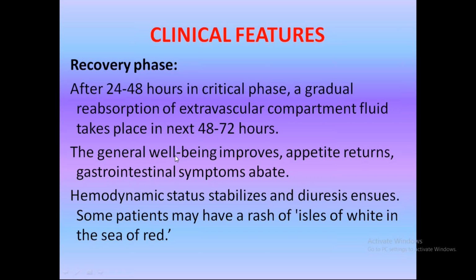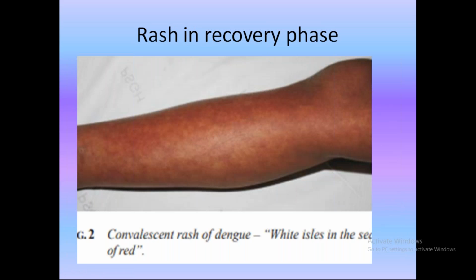Usually these children's general well-being improves and appetite returns, because initially in the febrile phase they had anorexia and nausea. Now they have good appetite, and gastrointestinal symptoms also subside. The child becomes hemodynamically stable and diuresis occurs, because reabsorption of extravascular compartmental fluid takes place. So they may manifest with increased passing of urine, that is called diuresis. Some patients may have, as I told you, it's a recovery phase, islets of white in the sea of red. This type of rash is the recovery rash in the recovery phase.